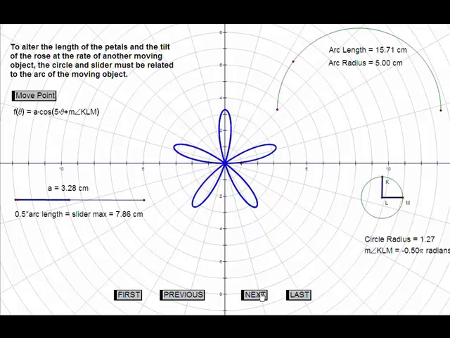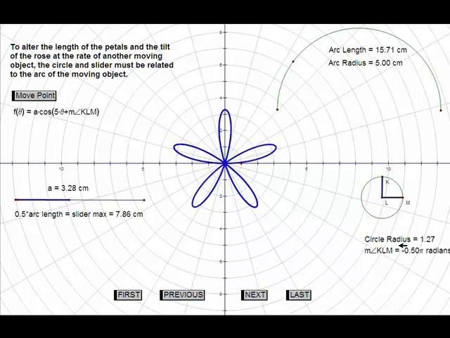Next, we are going to try to find a way to alter the length of the petals and the tilt at the same time. We're going to do this by using the arc, which has a length of 15.71 and a radius of 5. Then we're going to put a point on the arc. To get the slider max to change our A, we're going to take half of the arc length, so that when this point is up at the top of the arc, our flower petal will be at its maximum length, and then it will contract.